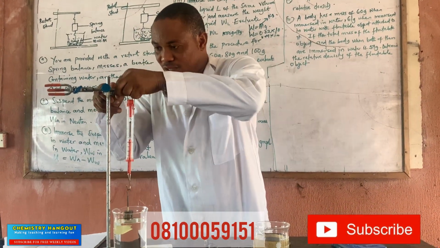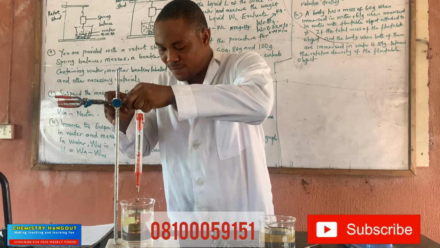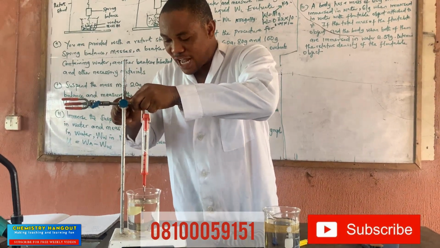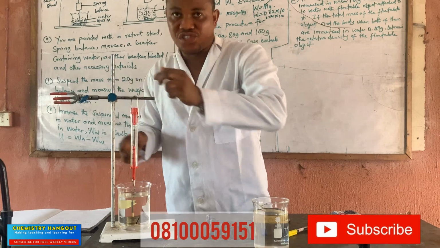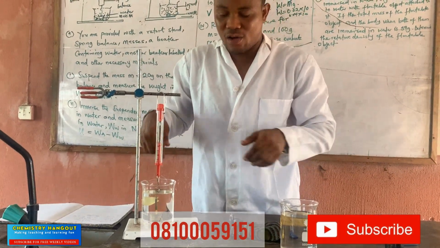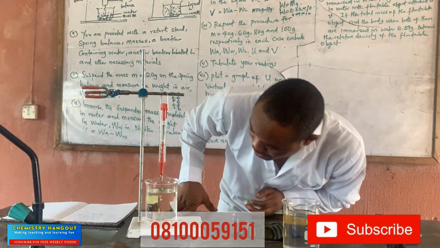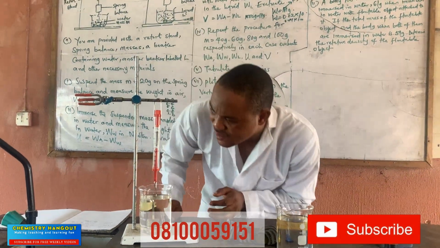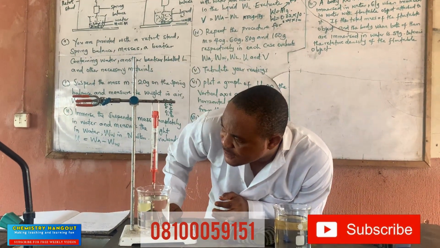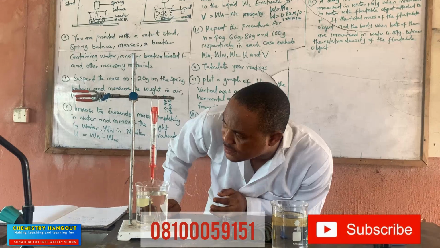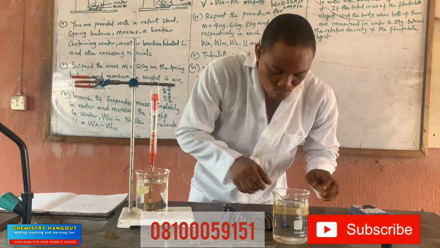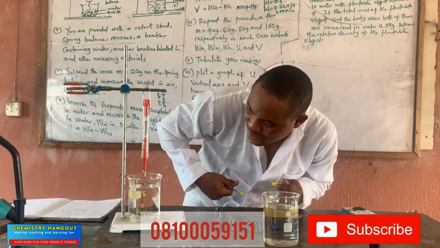Let's go to 100, which is the last one now. Let's fully immerse. Don't forget the rule. It must not touch the side of the beaker or the bottom of the beaker. I hope it's not touching. Okay, it's not. It's not touching. So let's see this. 1791.2. So I have 0.56782.